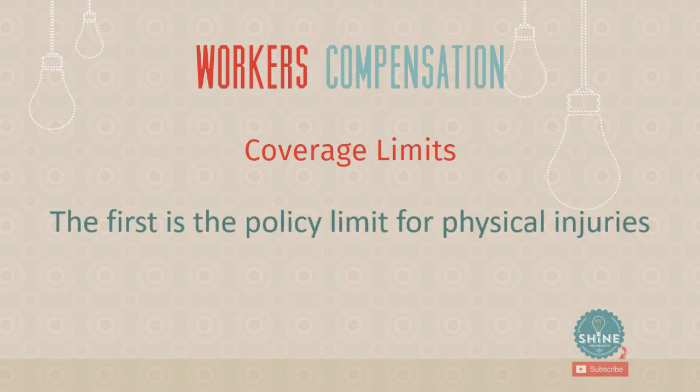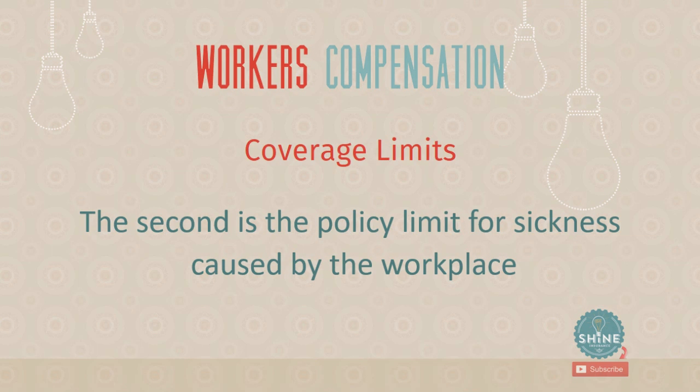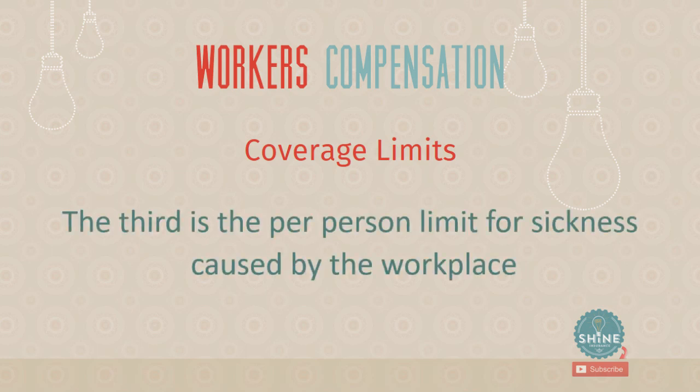The first number is the policy limit that the insurance company will pay out for physical injuries to your employees while they're working. Pretty simple, right? The second is the policy limit for sickness caused by the workplace, and that's for the whole claim. The third is a per person limit for sickness caused by the workplace. So you're going to have a limit per person and then a total limit for the entire claim caused by sickness. Those are 2 different numbers.